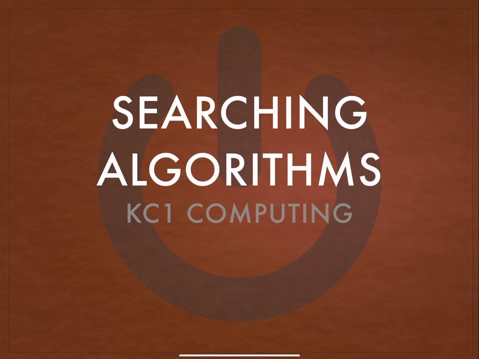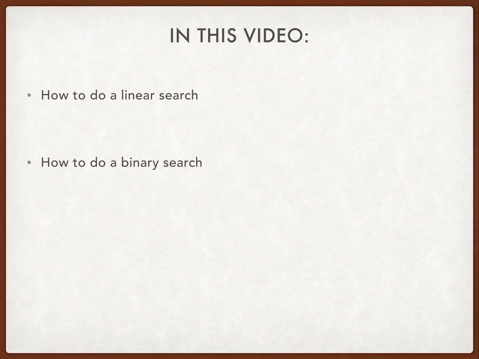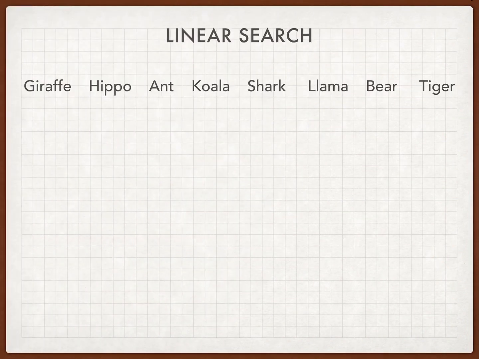Hi everyone, just a quick video to talk to you through how to do searching algorithms in computer science. So in this video we're going to talk about the two main types of search, being linear search and binary search. Now a linear search is as straightforward as it sounds.